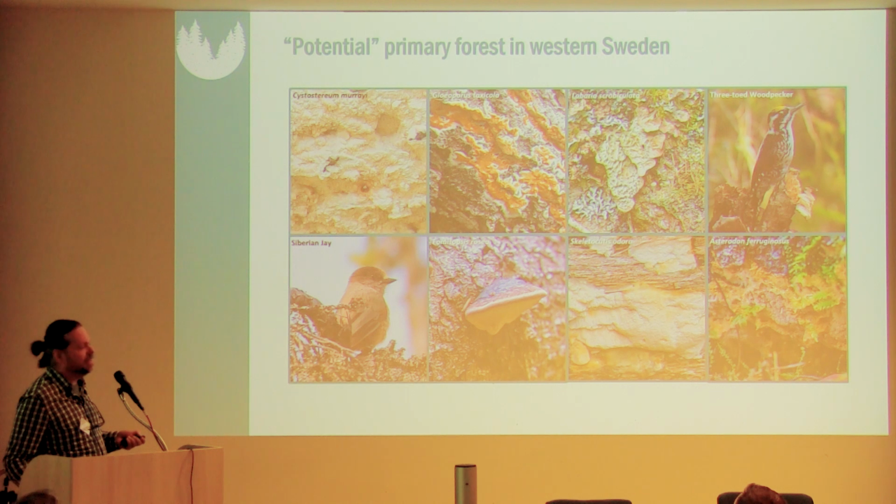This one, you will never find it in a previously harvested area. It is completely impossible. This one is found almost everywhere in these old growth forests. They are quite common. And of course, these bird species, they are everywhere. So all these red listed species, which are almost gone in the landscape, they are very common in these old forests. And they actually reflect what we have lost in our forest landscape.